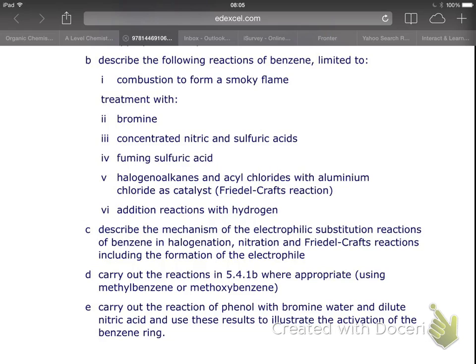Okay, so in this video, we are looking at matching the specification points for the reactions of benzene, which include its combustion, its reaction with bromine, with concentrated nitric and sulfuric acids, with fuming sulfuric acid, with halogenoalkanes and in the Friedel-Crafts reaction, and additional reactions with hydrogen, what the mechanism actually looks like, what's going to happen when we've got methoxybenzene or methylbenzene, we'll look at that in a separate video, and reactions of phenol with bromine water.